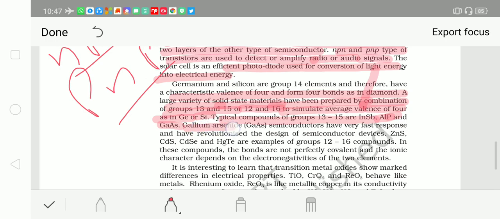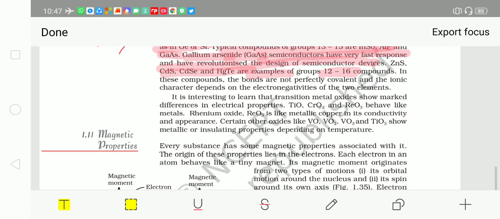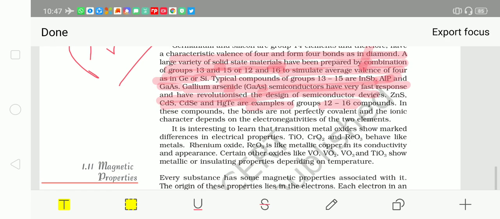And gallium arsenide is a very fast responsive semiconductor. It revolutionized the electronic industry when it came into existence. Some more examples of groups 12 and 16: ZnS, CdS, CdSe and HgTe are the examples. And it is also a 1 mark question in the board examination: write a short note on 12-16 compounds or 13-15 compounds. So nothing very difficult in this heading. You may only write that in 13-15 group compounds, one element is from group 13 and one element is from the 15th group, and collectively they form tetravalency, and they can be used in the place of semiconductors like this.